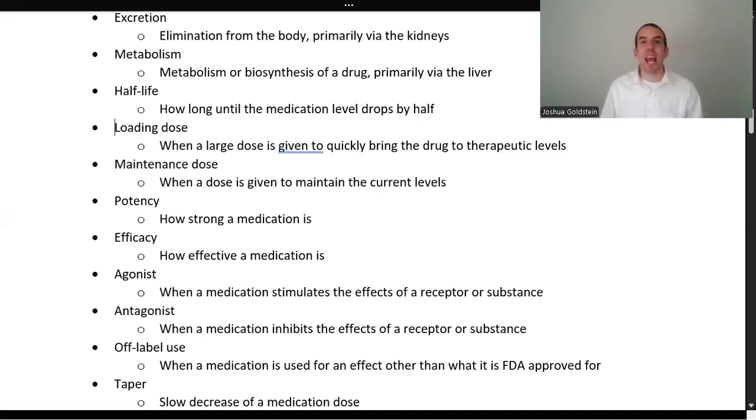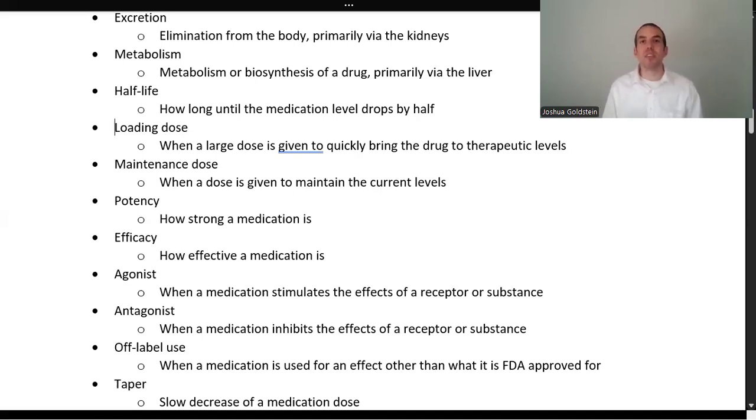Next, we have agonist. An agonist activates. Just remember that. An agonist activates. So an agonist is when a medication stimulates the effects of a receptor or a substance, versus the opposite of an agonist, which is an antagonist. An antagonist is when a medication inhibits the effects of a receptor or a substance.